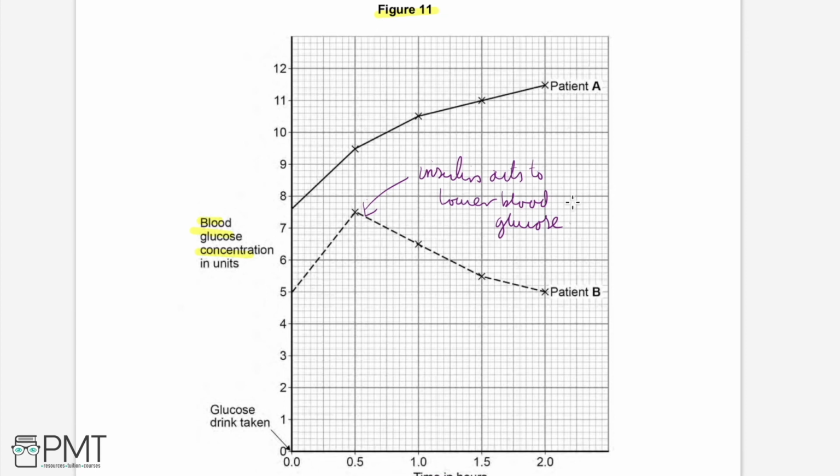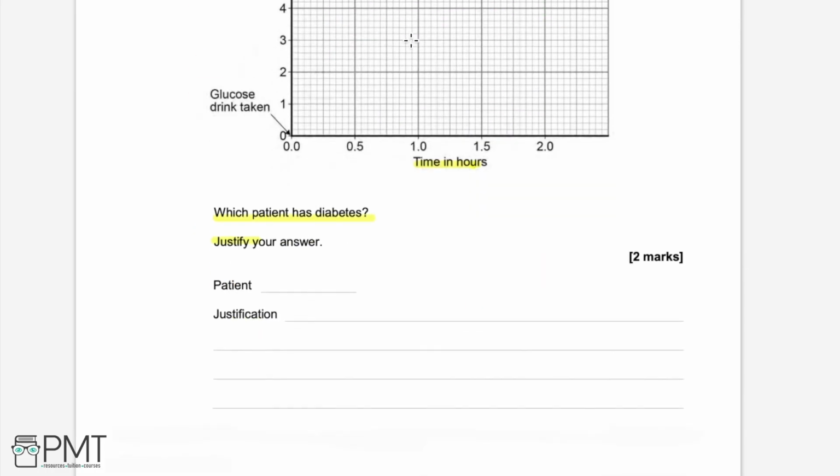On the other hand, in someone with diabetes, there's either not enough insulin or an insensitivity to this insulin. Therefore, the blood glucose levels will not fall. Due to this lack of insulin, or resistance to it, we would expect someone with diabetes to also have a higher blood glucose level throughout. This can be seen from patient A.